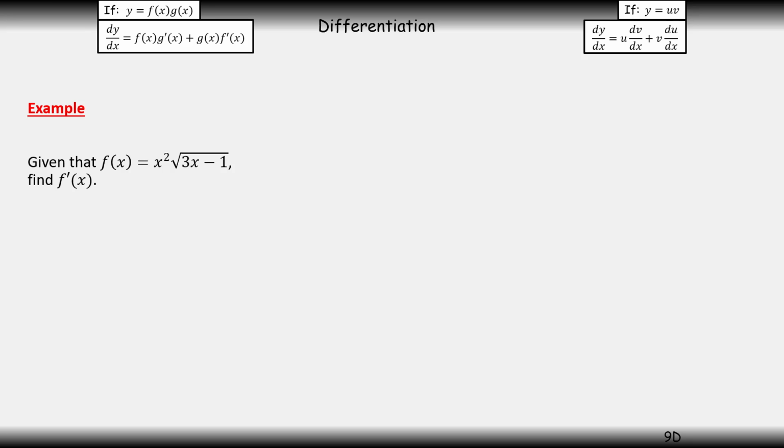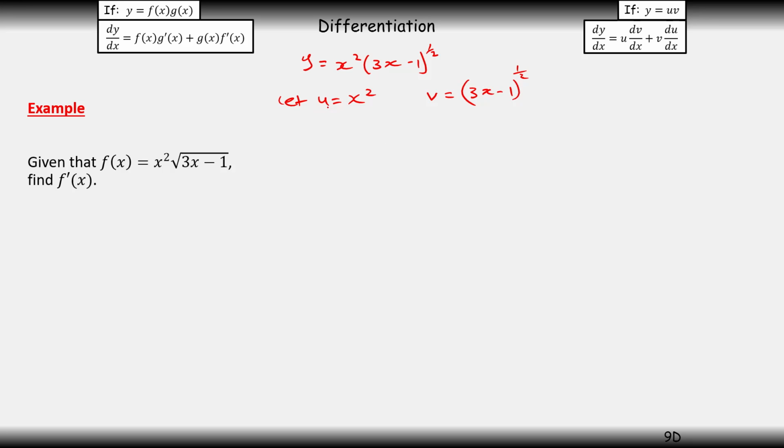Okay, so we've got to differentiate this function here. f of x, we're told, is equal to x squared times the square root of 3x minus 1. We've got to differentiate it. I'm going to call it y, same thing, is equal to x squared, and instead of square roots, I'm going to put 3x minus 1 to the power of a half. Much better for differentiating. So let u equal x squared and v be equal to 3x minus 1 to the power of a half.